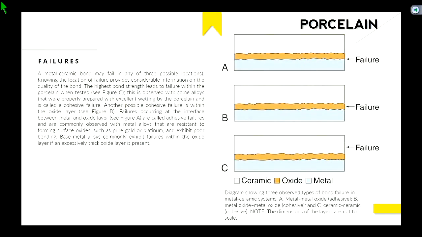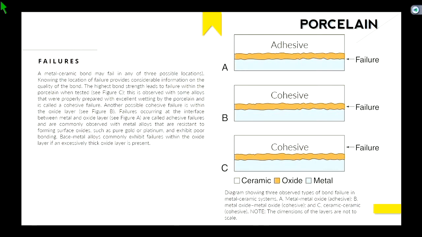Okay, so let's talk about different types of failures. So there's two words that we'll use to describe the failures in sort of this bonded sense. So this applies to porcelain, this applies to composite, anything that has sort of an interface. We're going to have this adhesive versus cohesive failure. So if you look at the line that says failure, wherever that's pointing to, it's either pointing to an interface or it's pointing to a part that's within the material itself.